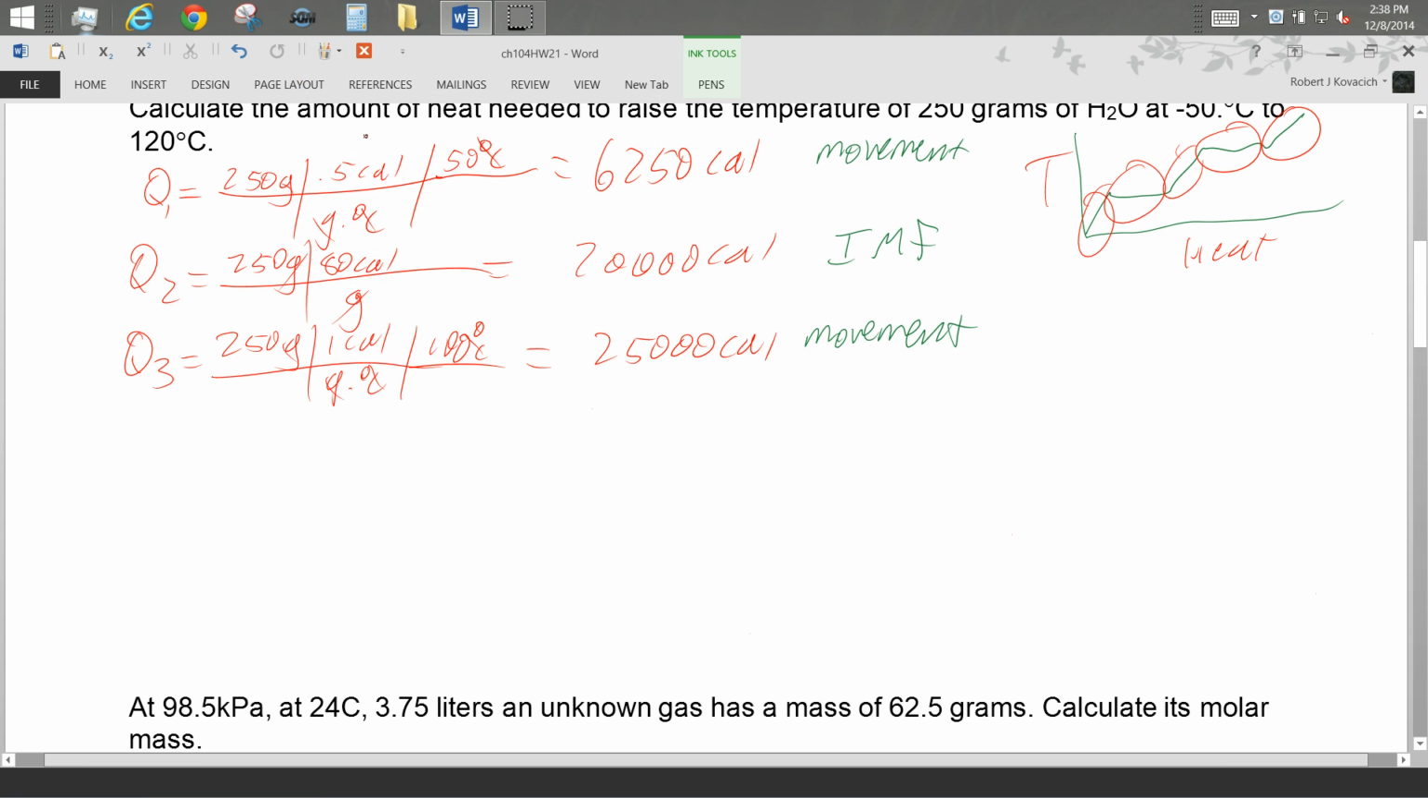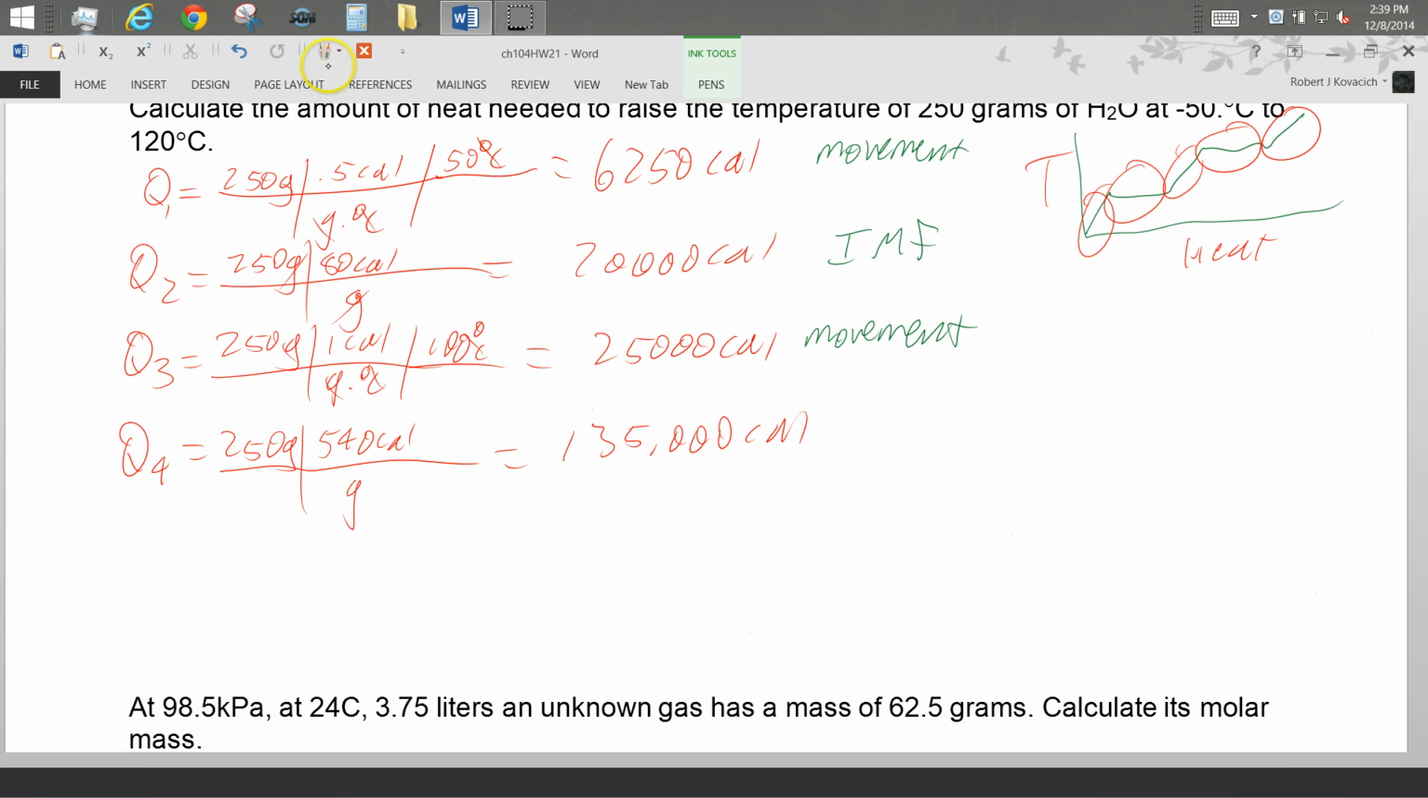Let's move on to Q4. So what's happening during Q4? Breaking forces. I'm going to be breaking intermolecular forces for sure, and it costs a lot more energy to break these intermolecular forces. So it's 250 times 540, and I get 135,000 calories being used to break intermolecular forces.